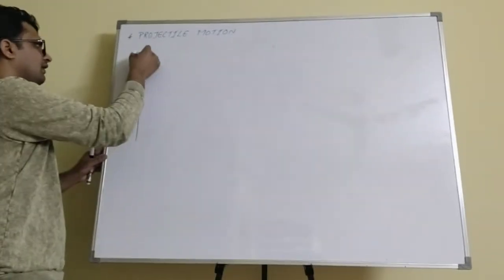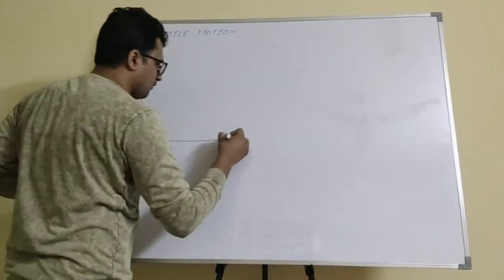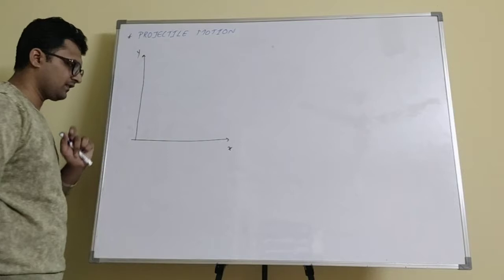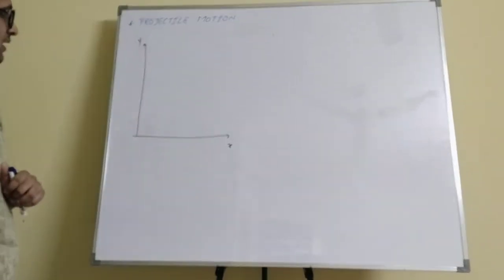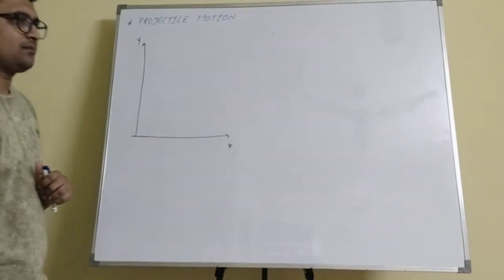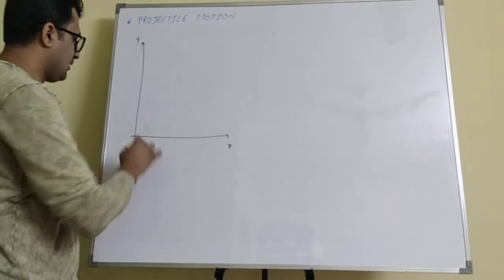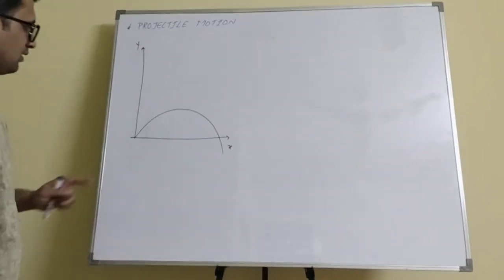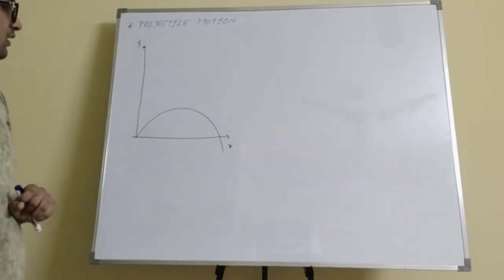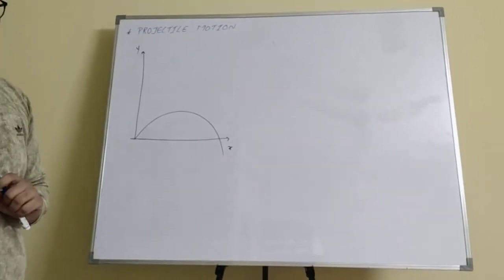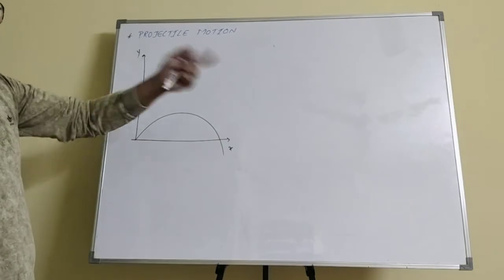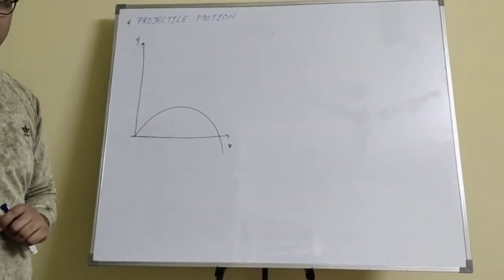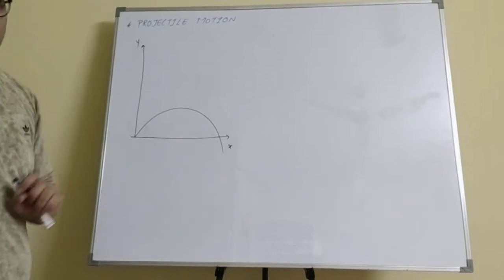I am drawing x and y axis. This is x axis and this is y axis. Now a projectile is thrown. Here I am saying that this is a projectile thrown. This figure is known as parabola. When we go ahead, we'll get to know why a projectile follows a parabolic path. As of now, I am drawing a parabola.